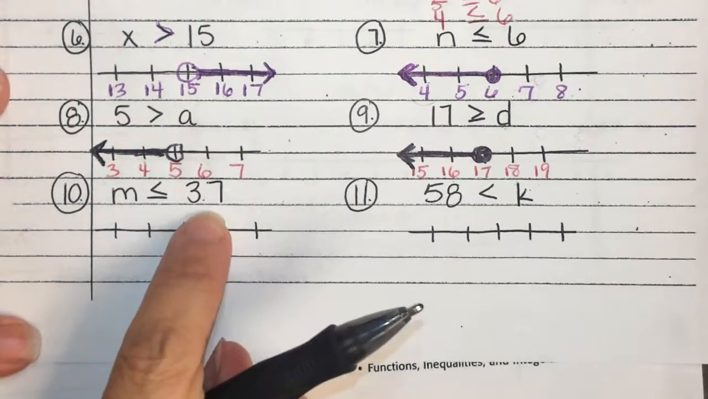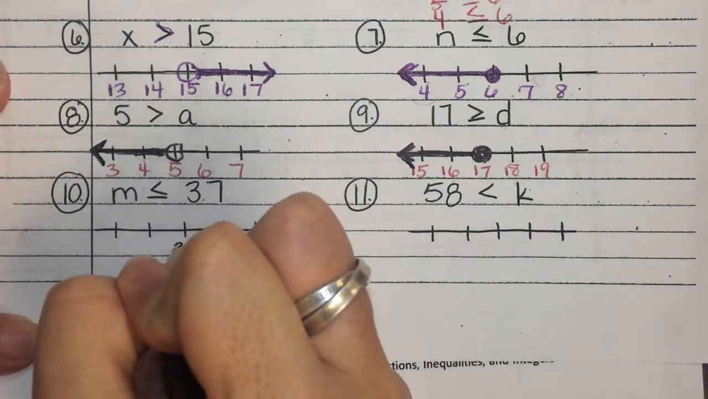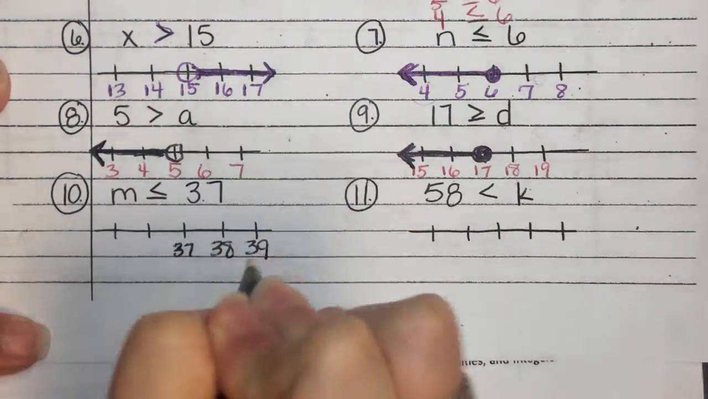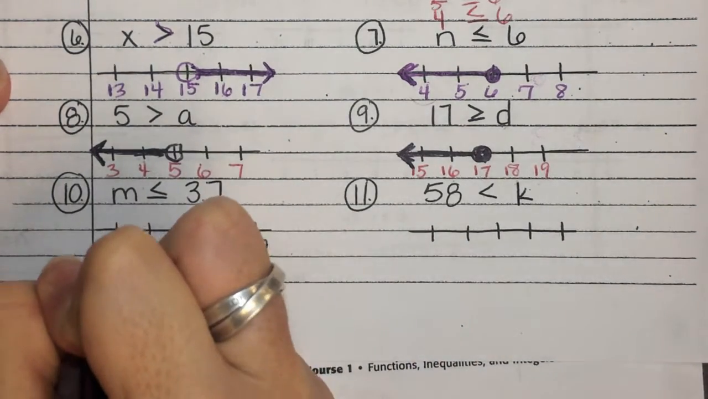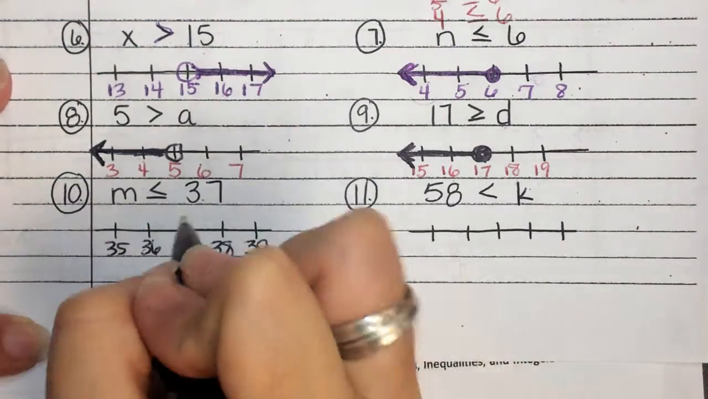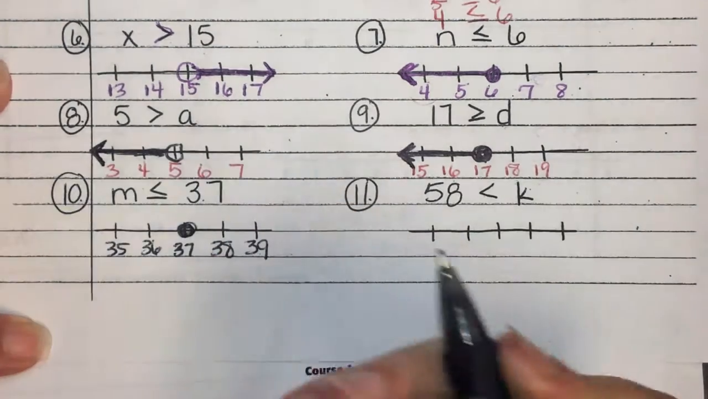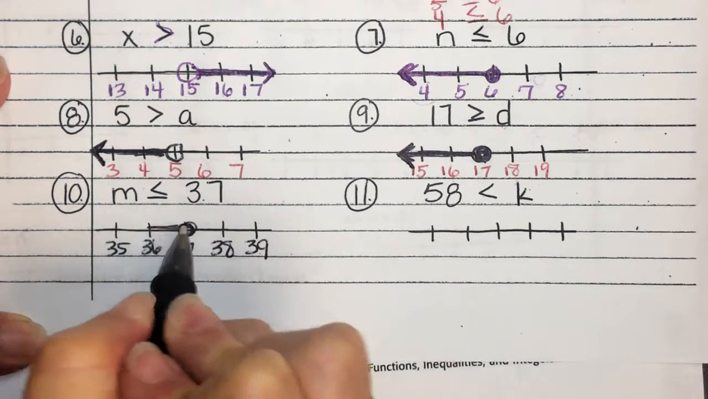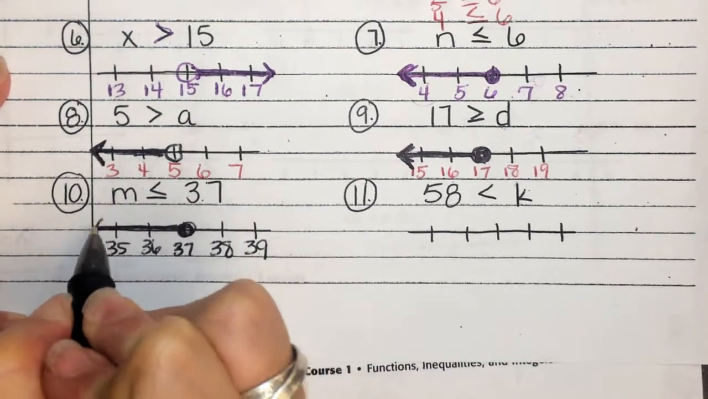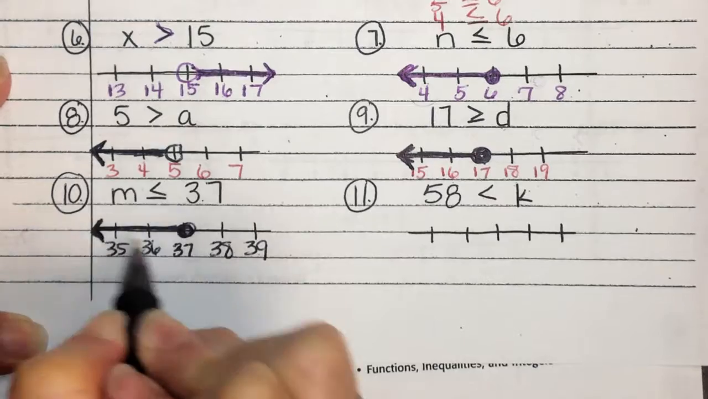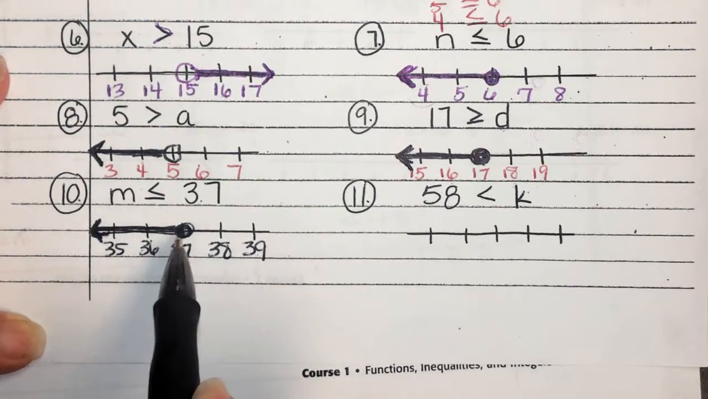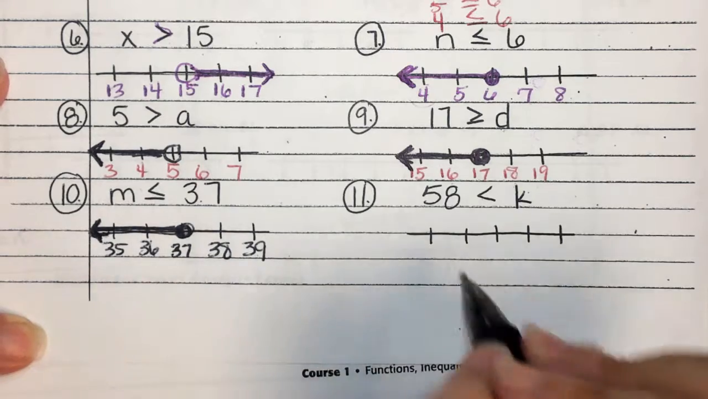And that is 37. If you made it 3.7, it's fine. I just forgot to tell y'all. It just happened to be weird. I would put a closed dot on 37. And since they want the ones that are less than or equal to, I need that side. Does that make sense? Okay.